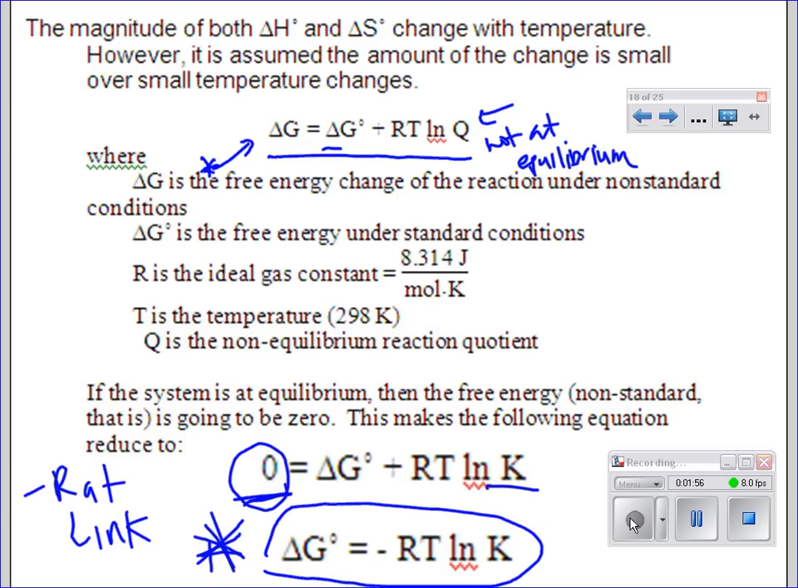Rat link, see how that kind of spells? It's also up there. See the two rats? Their tails are linked. Our little characters, right up there. Okay, so that's delta G is negative RT ln K.